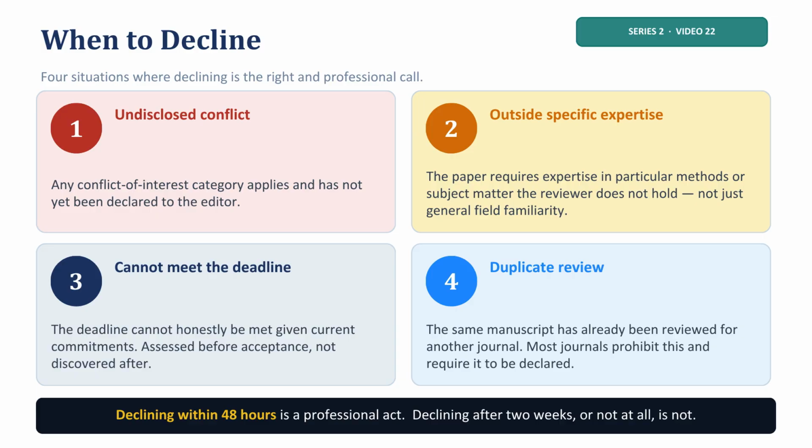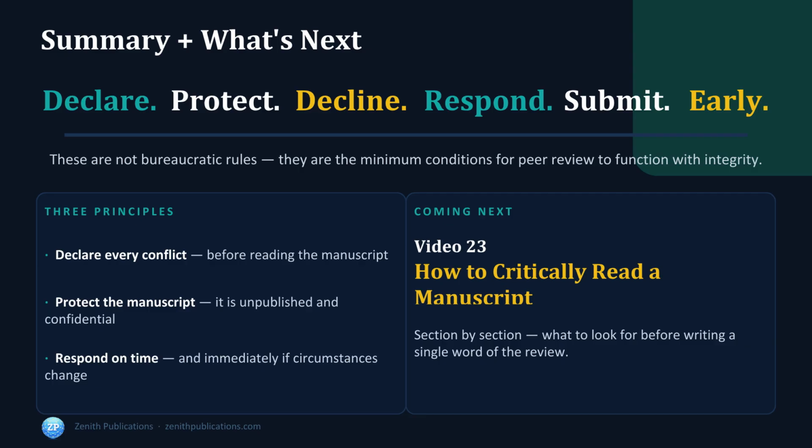Declining within 48 hours of receiving the invitation is a professional act. It allows the editor to find a replacement and keeps the process moving. Declining after two weeks, or not responding at all, harms everyone in the process. Three principles. Declare every conflict before reading the manuscript. Protect the manuscript. It is unpublished and confidential. Respond on time, and if circumstances change, respond immediately.